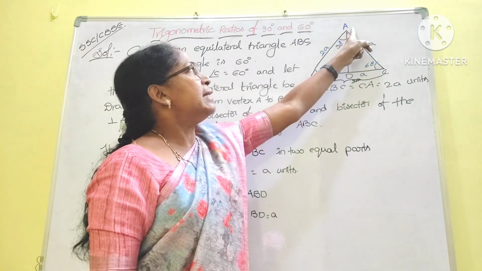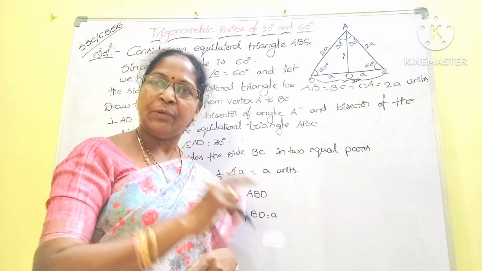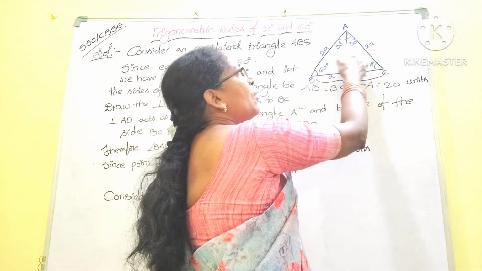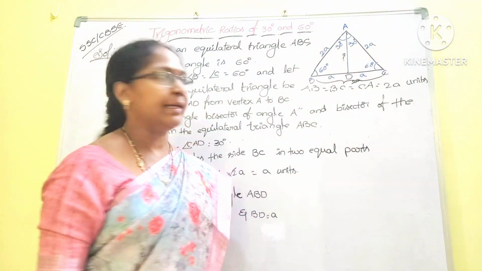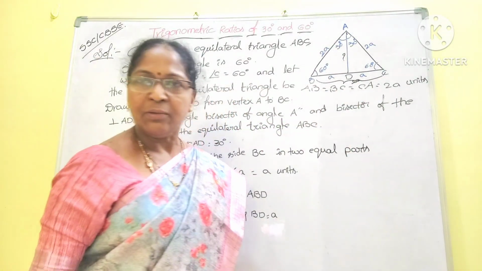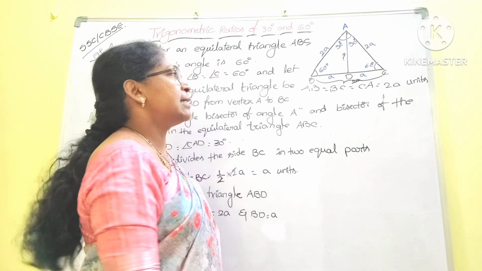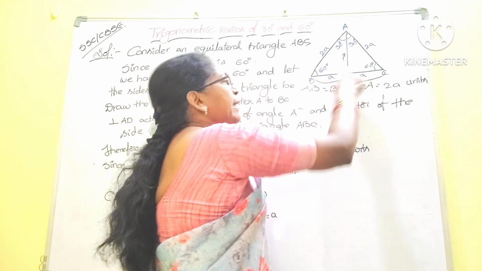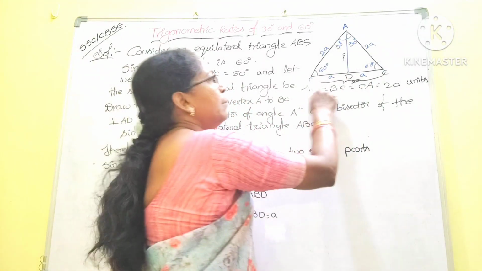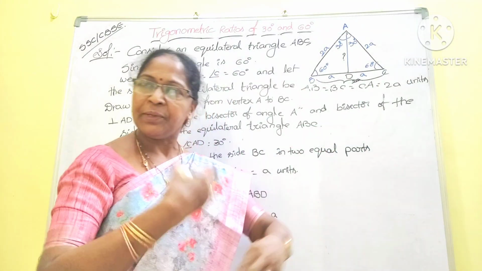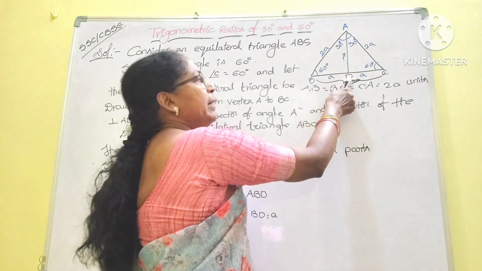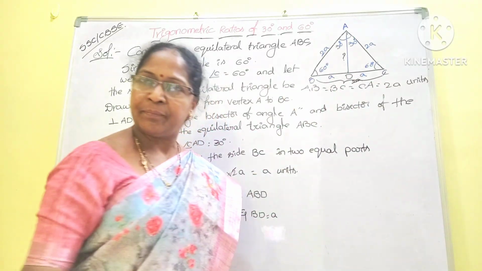So this AD perpendicular line acts as an angle bisector of angle A. That means angle A is divided into two equal parts. So here you have to mention 30 degrees and here also 30 degrees, and these two angles together equal 60 degrees. Again, AD is the bisector of side BC. That means BC is divided into two equal parts, that is BD equal to DC.